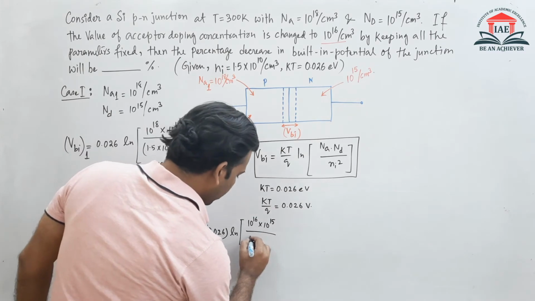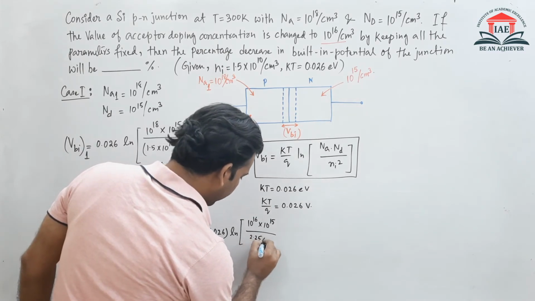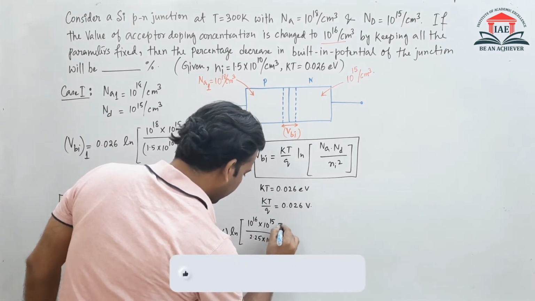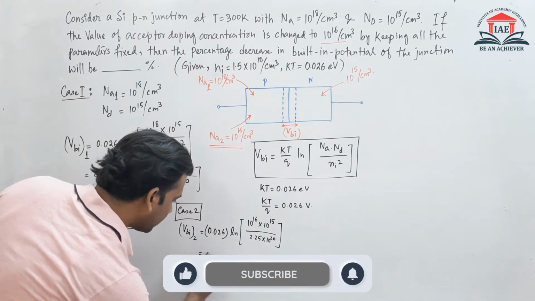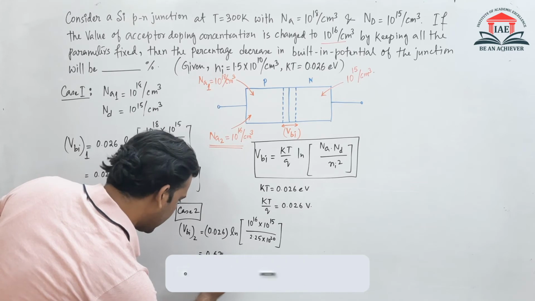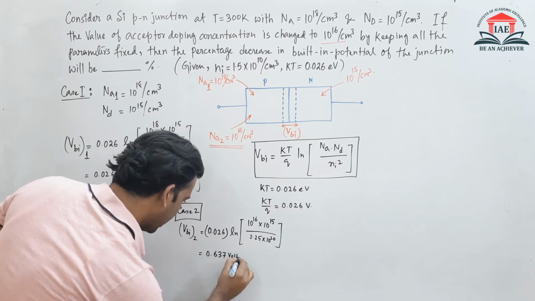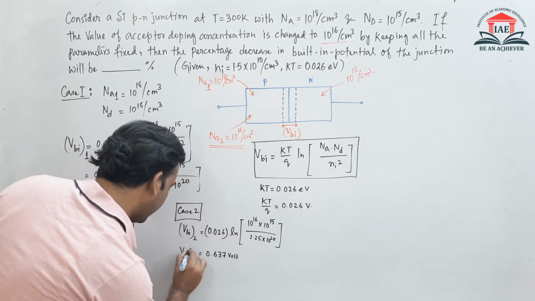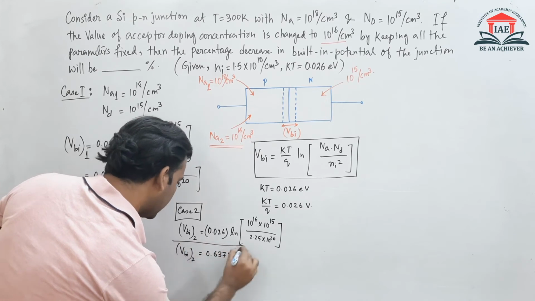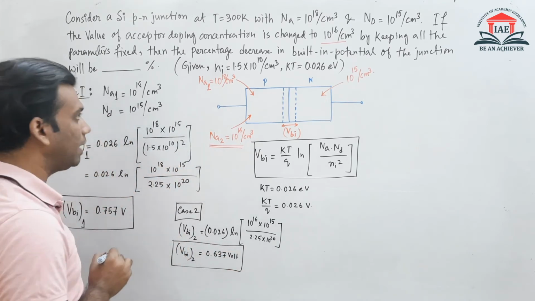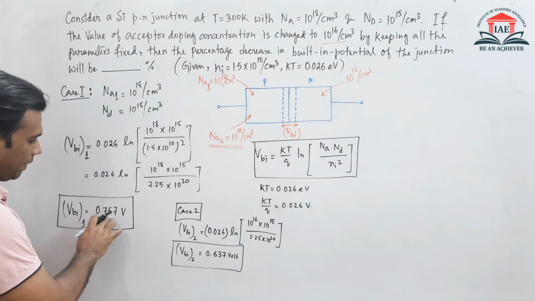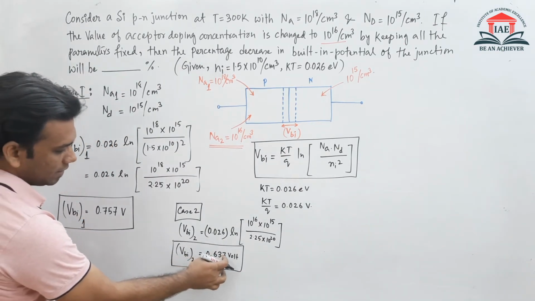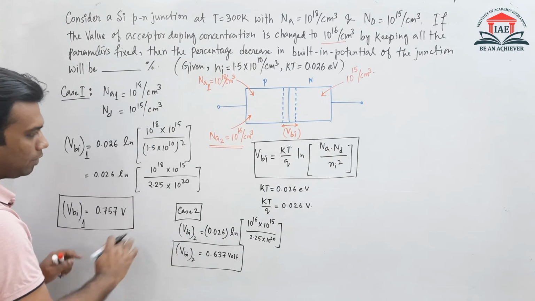2.25 into 10 to the power 20. So if you do this calculation, you will get the value as 0.637 volt. So this is the value of the VBI for the second case. Now what do I have to find? We have to find the change. Now see, here it was 0.757, here it became 0.637. That means the VBI value decreased.